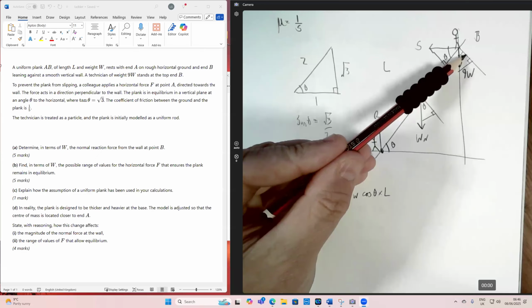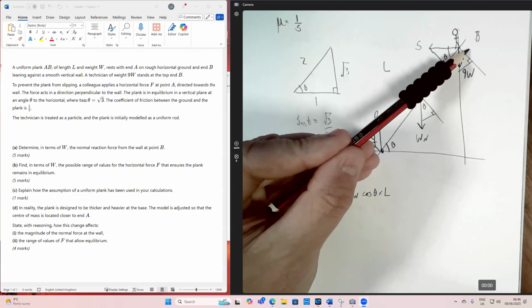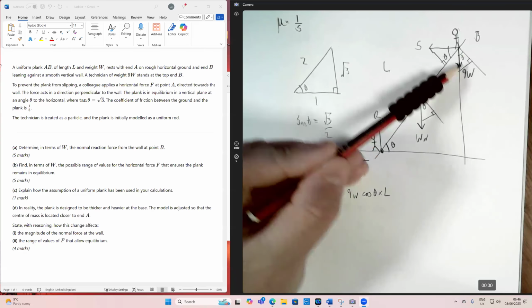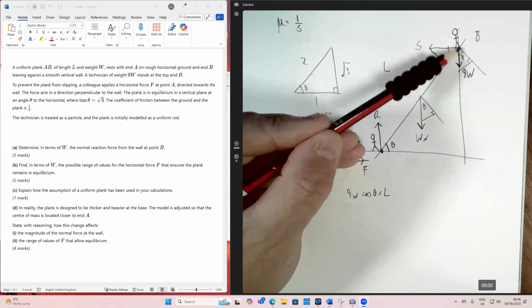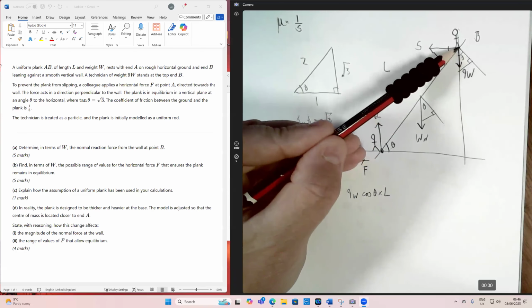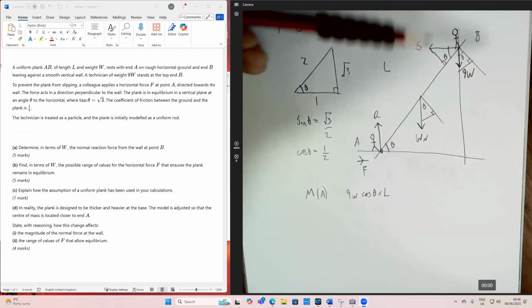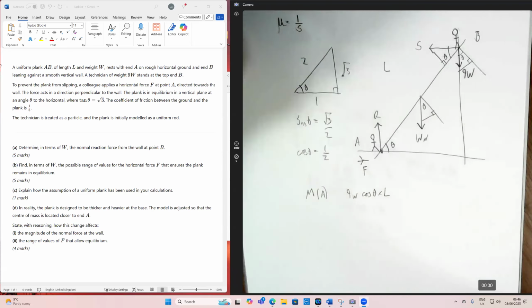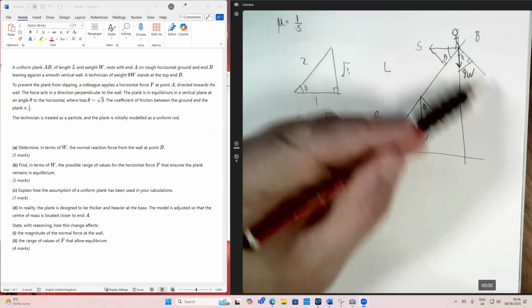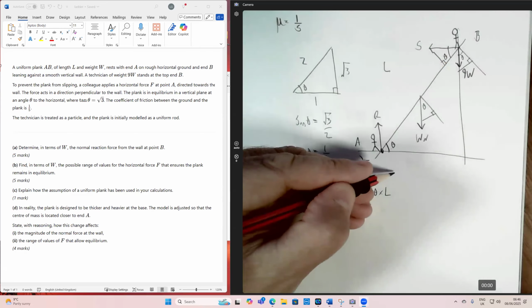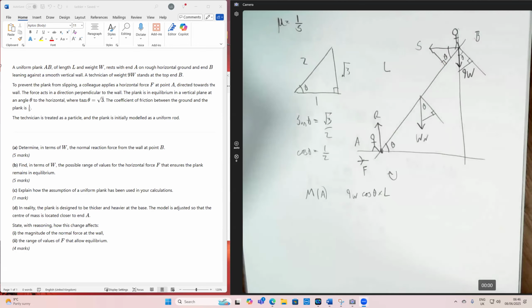And it's cos because in this little triangle here, that side's the adjacent and that's the opposite. And there, 9W is the hypotenuse. So it's going to be 9W cos theta to get the component that's perpendicular. And a moment is the perpendicular component of the force times by the length. So that's going to be a clockwise turning moment. So the clockwise turning moment is going to be 9W cos theta times L.